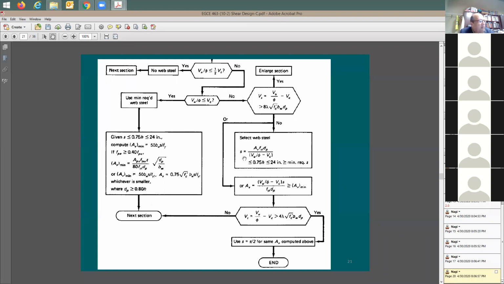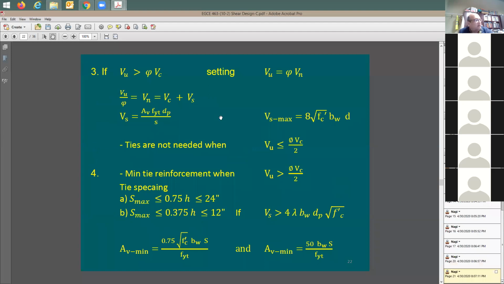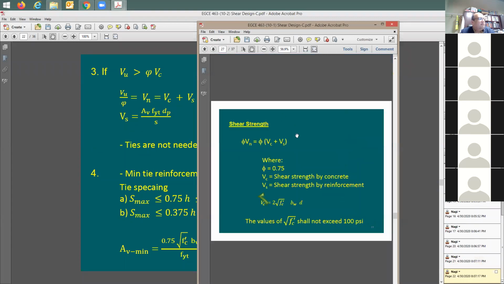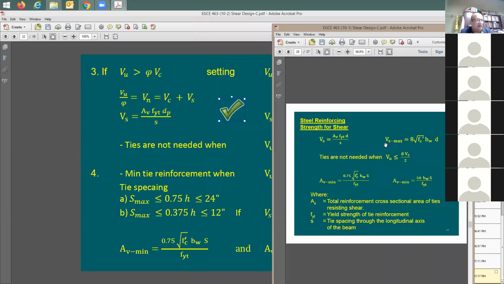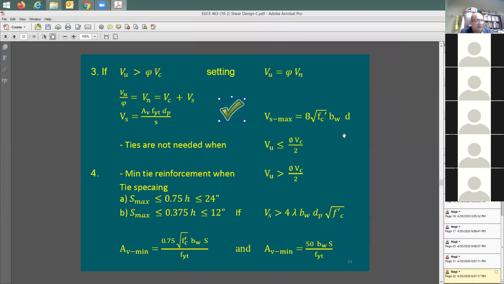How about this one, S and AV? Have you seen this before? You can say yes. This is how you design for the reinforcement. And here is the slide that you really need, the steel design for the ties and the stirrups. This is all taken from the conventional design. It's going to be the same as this. Same thing. VS, the strength of the steel, if you need it.